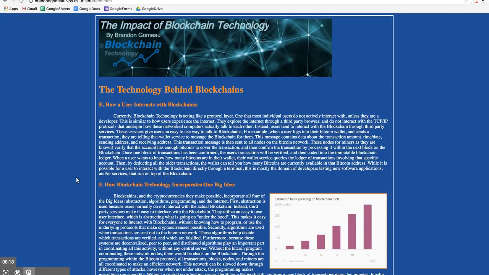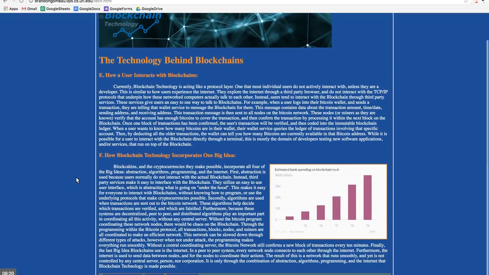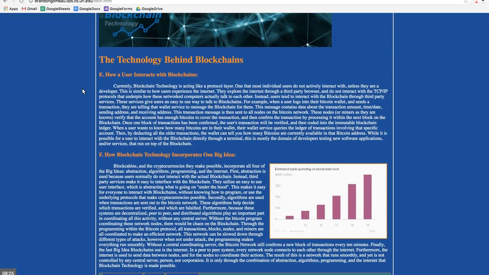First up, we have how a user interacts with the blockchain. A user actually interacts indirectly with a blockchain through third-party services. This is a lot like the internet of today, where there's a protocol layer of TCP/IP, and people use a third-party browser to browse the internet and interface with it. For example, with Bitcoin, when someone logs into their Bitcoin wallet and sends a transaction, they're actually telling that wallet service to message the blockchain for them.